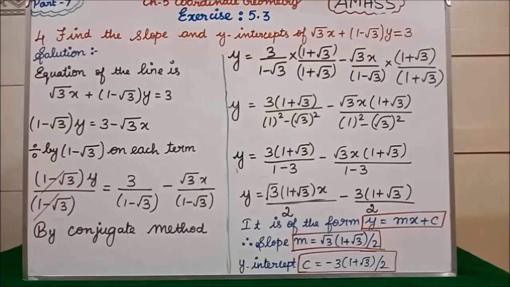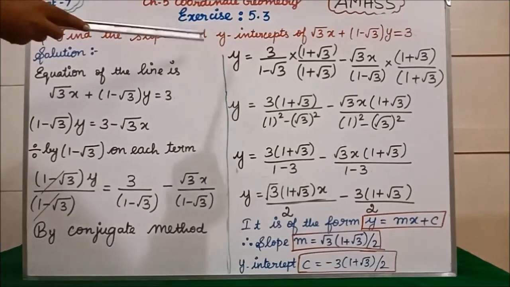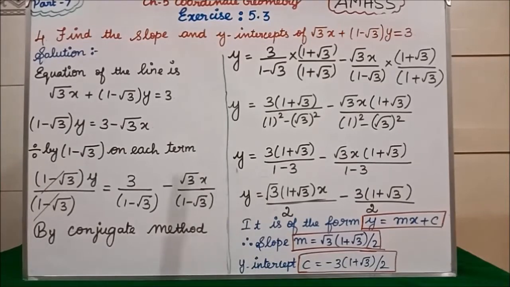The fourth question in exercise 5.3. See the question now. Find the slope and y-intercept. They were asking us to find the two. One is slope. Slope means the m value we have to find, and the other one is y-intercept. Y-intercept means what? The c value, the constant value, we have to find. Clear? And they have given one equation. With this equation we have to find the slope m and y-intercept c. Clear? First we'll go for the solution now.